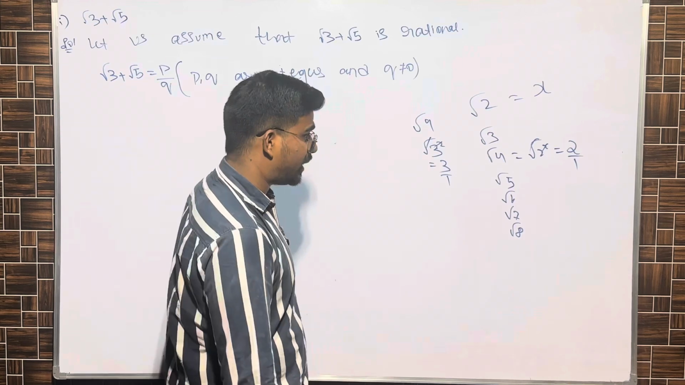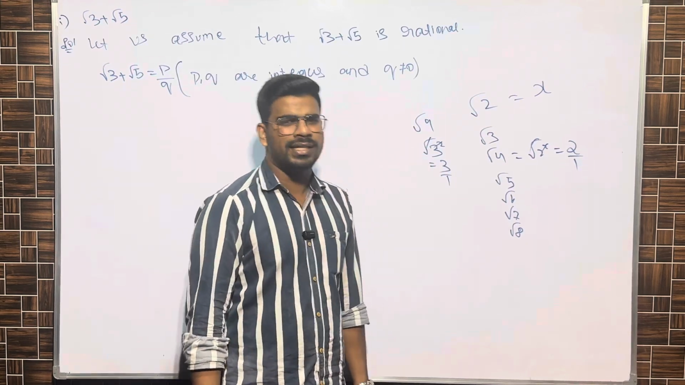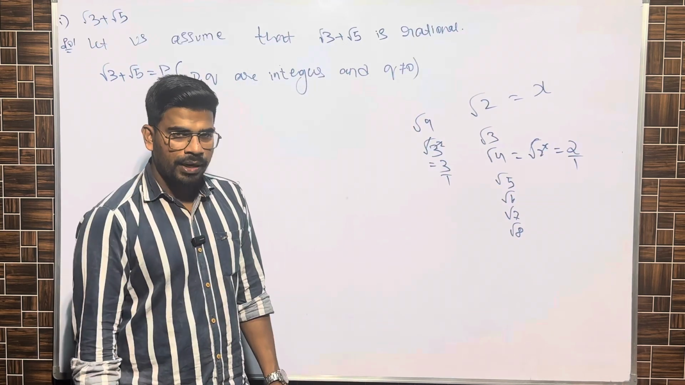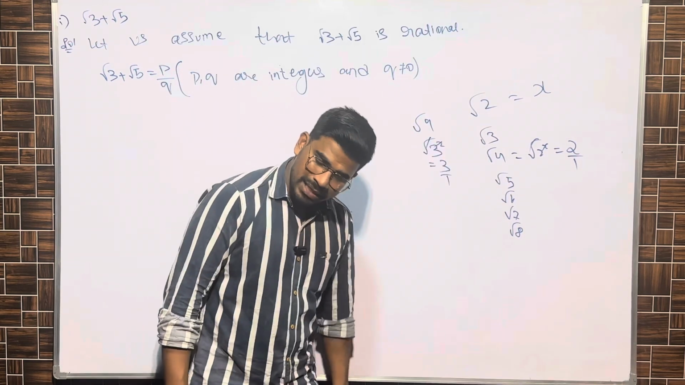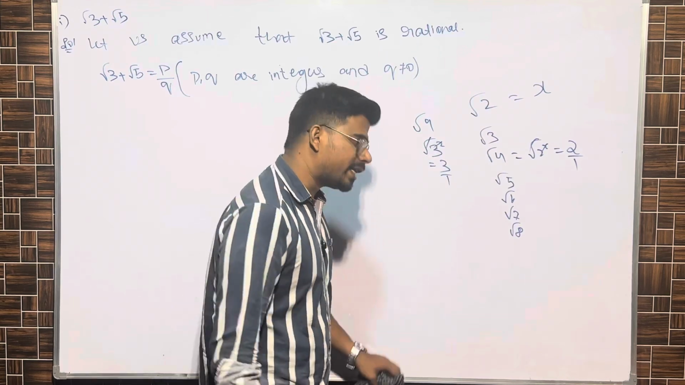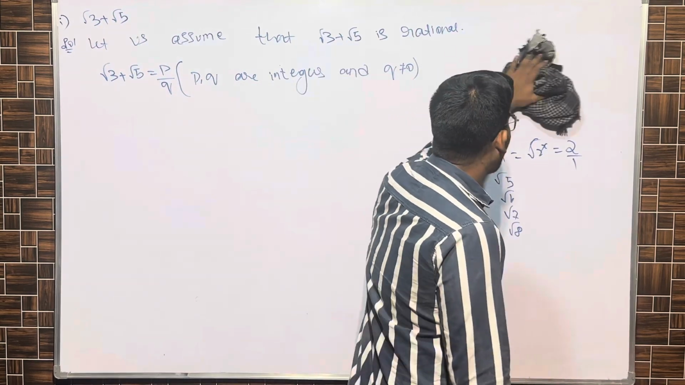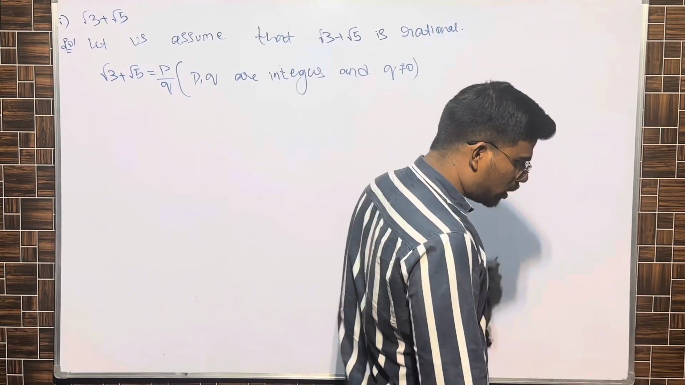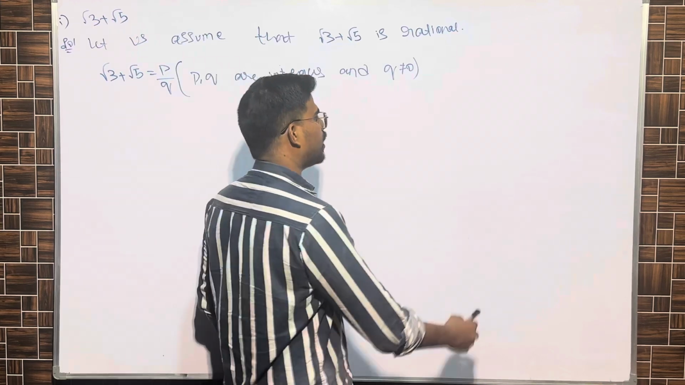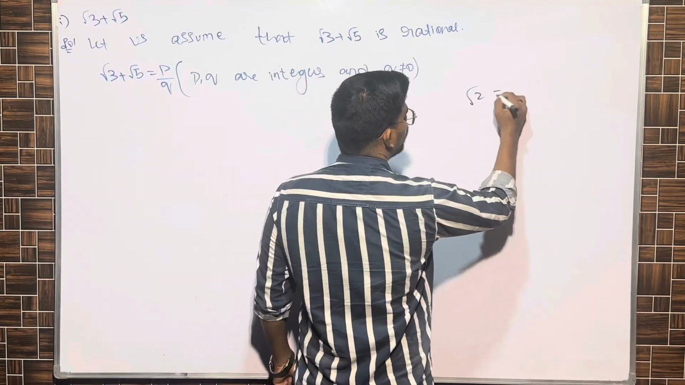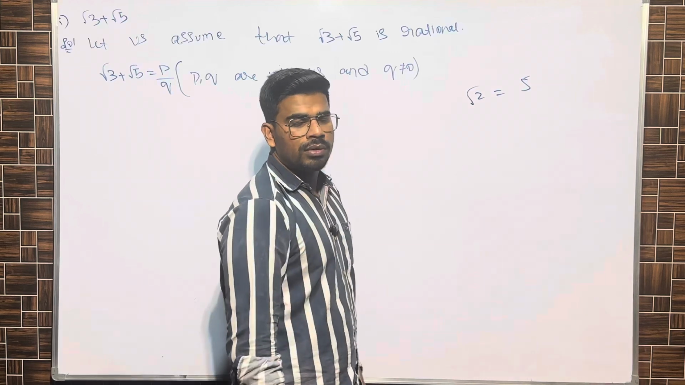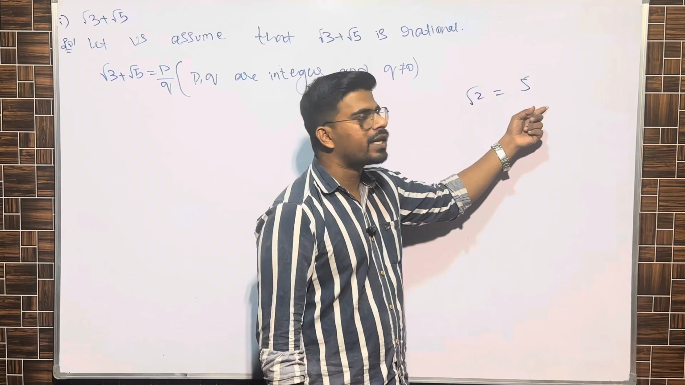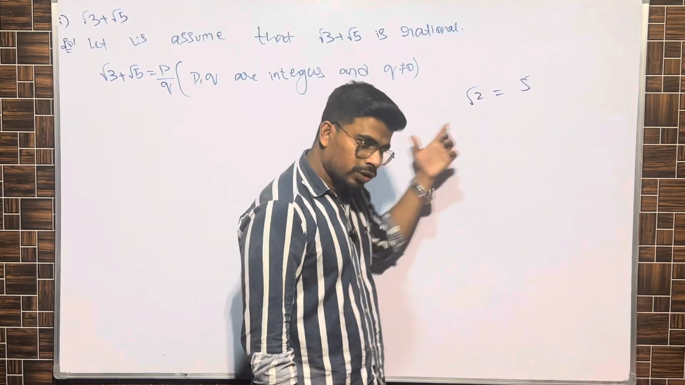So the bottom line of this is, any number which is written inside the root and is not a perfect square is an irrational number. A number which is written inside the root and is a perfect square is a rational number. Now a rational number and an irrational number cannot be the same. One rational number cannot be equal to an irrational number. Suppose I take root 2 is equal to 5, this is not true. This can't be written this way, because root 2 is an irrational number, 5 is a rational number. Irrational and rational cannot be equal, right? So that is what we are going to do here.